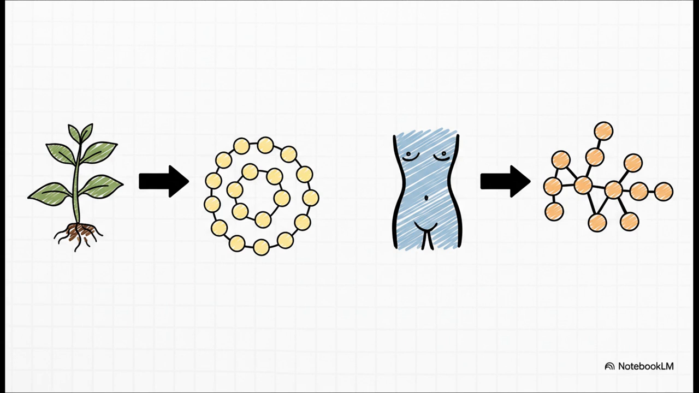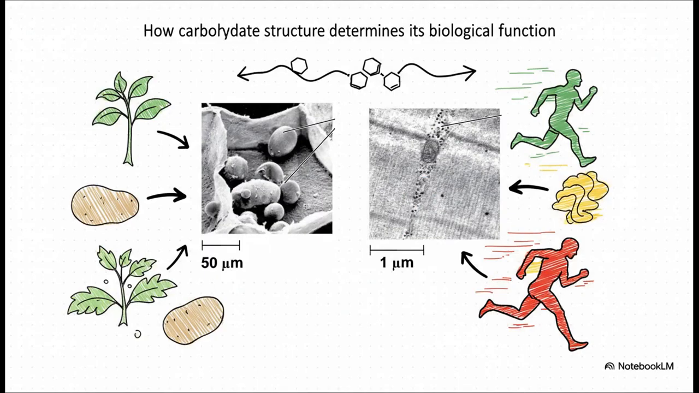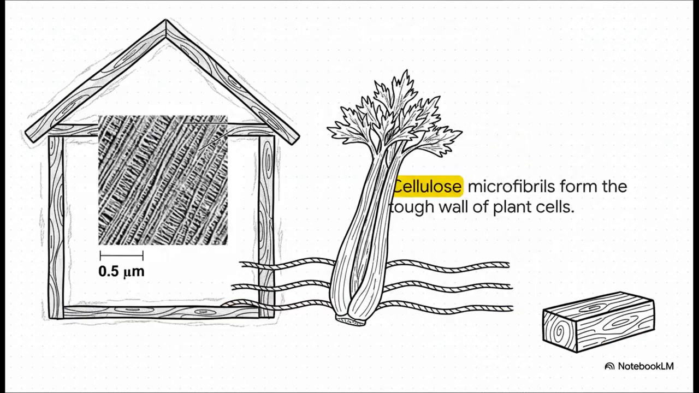Plants take all their extra glucose and link it up to form a polysaccharide called starch. Animals, and that includes us, do pretty much the same thing, but we make a slightly different molecule called glycogen. This slide shows it perfectly. On the left, you're looking at starch granules packed inside a potato cell. It's basically the plant's pantry, full of stored energy. And on the right, those are glycogen granules stored in our muscle cells, ready to go when we need a quick burst of energy.